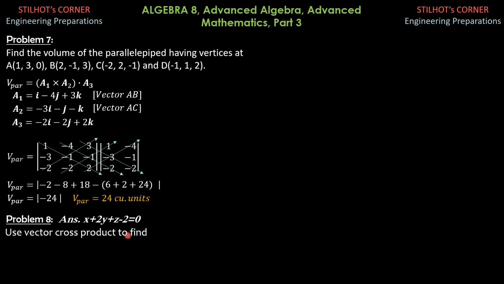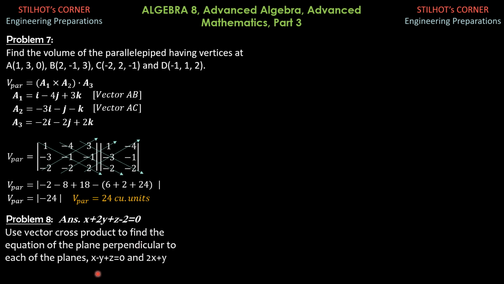Then problem 8, there are 10 problems here. Use vector cross product to find the equation of the plane perpendicular to each of the planes x minus y plus z equals 0 and 2x plus y minus 4z minus 5 equals 0, and containing the point 4, 0, -2.